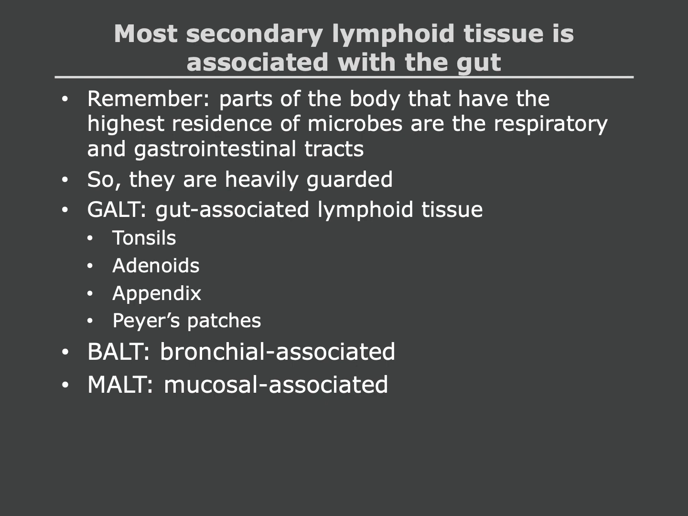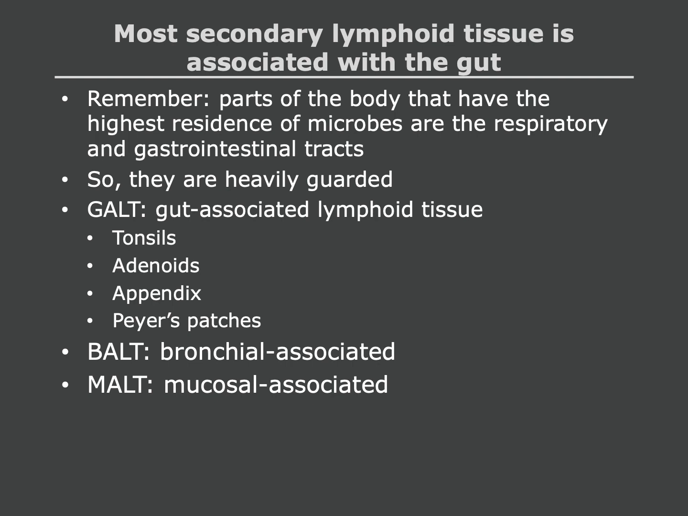What we probably don't appreciate is that most of the secondary lymphoid tissue is associated with our guts. Remember I told you our bodies are kind of like a big donut, and the top of the donut is the mouth and the bottom is your anus. Remember, this part of your body has the highest residence of microbes, the respiratory system, the gastrointestinal tracts. We need to guard them really, really well. We guard them with all these different tissues.